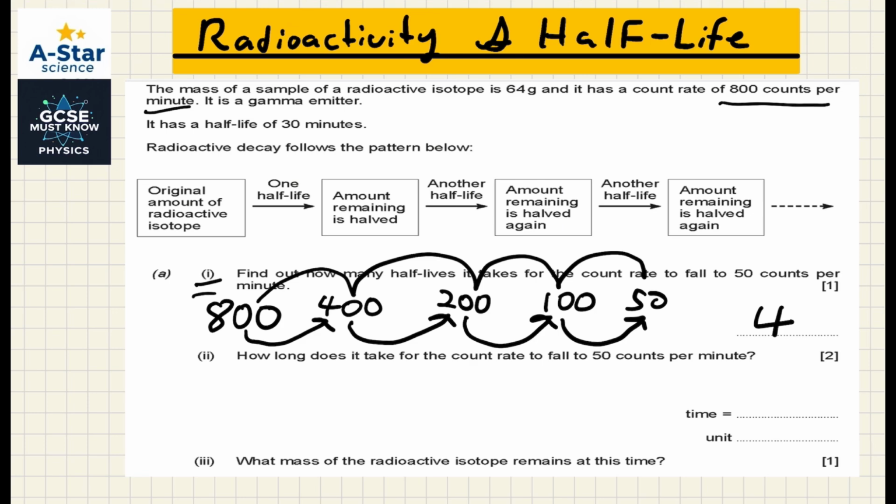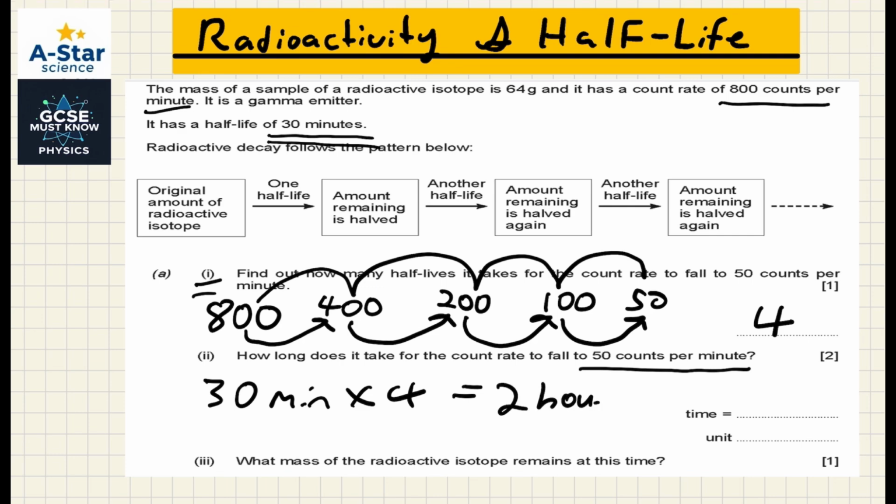The second question says, how long does it take for the count rate to fall to 50 counts per minute? Well, it says each half-life takes 30 minutes. So if we know that each half-life is 30 minutes, we multiply that by 4. And so that's simply going to be 2 hours.